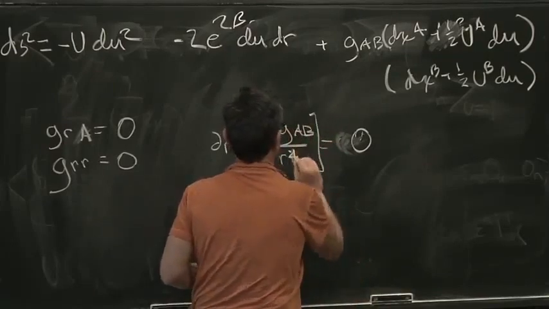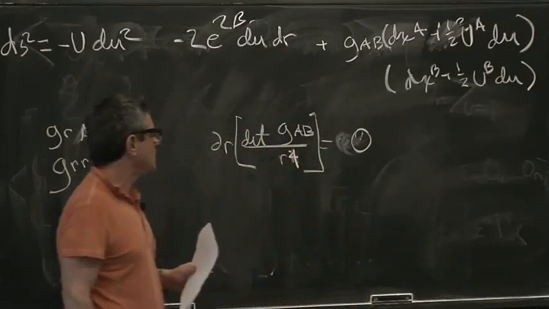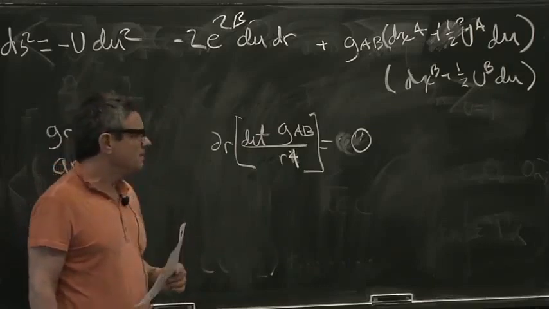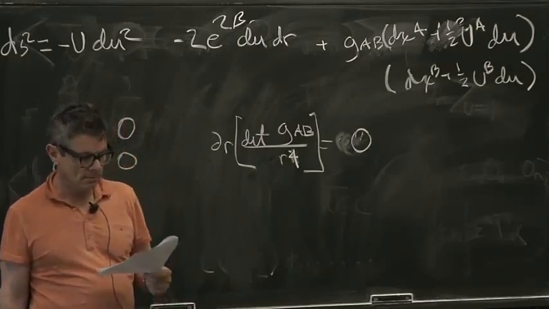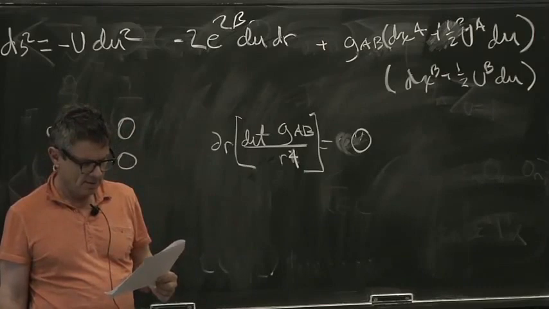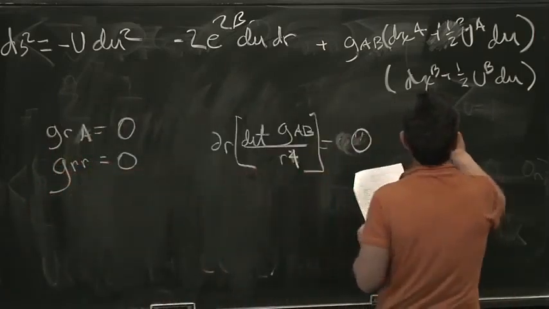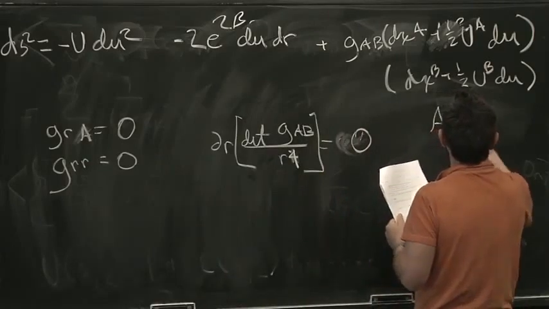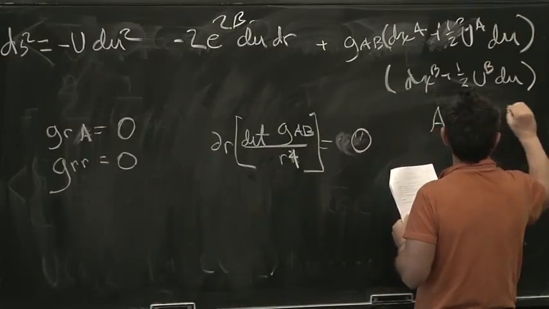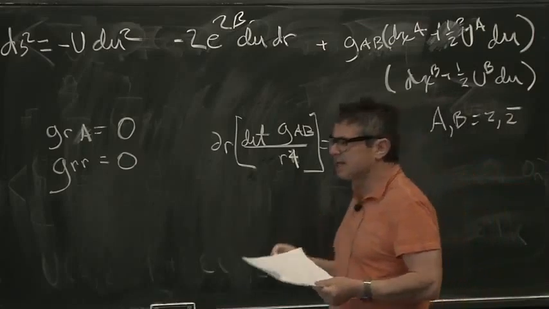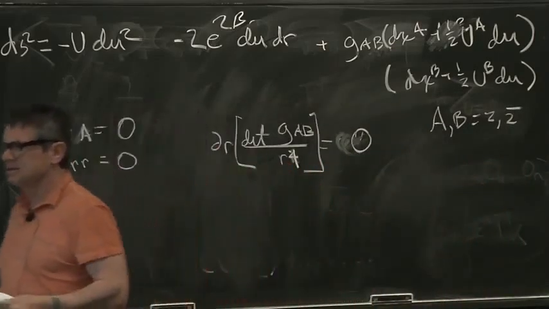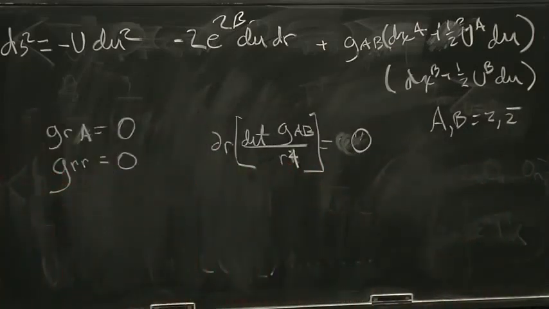So r, let me call it r to the 4th. Okay, now, probably we want to think of A and B as being Z and Z bar. So A and B, the two X's, are Z and Z bar.